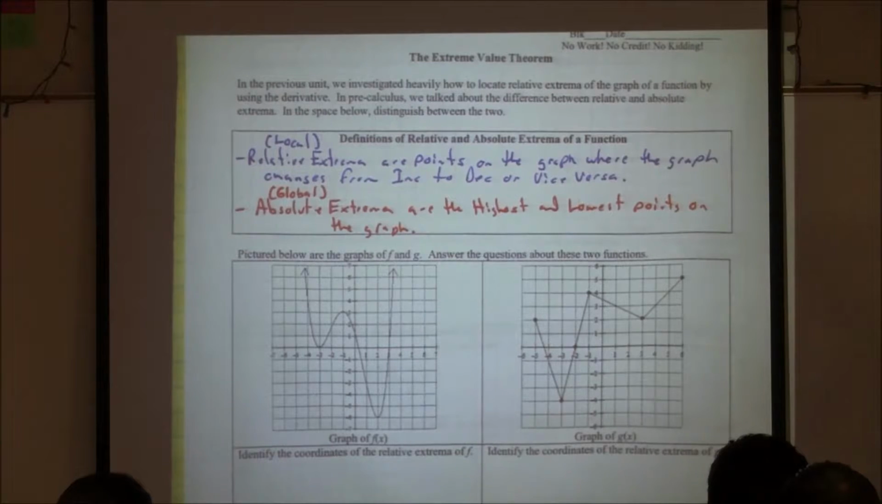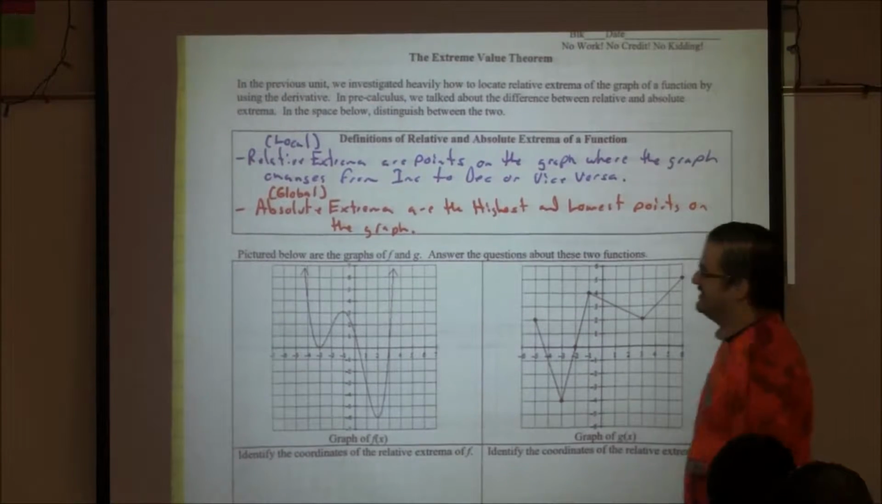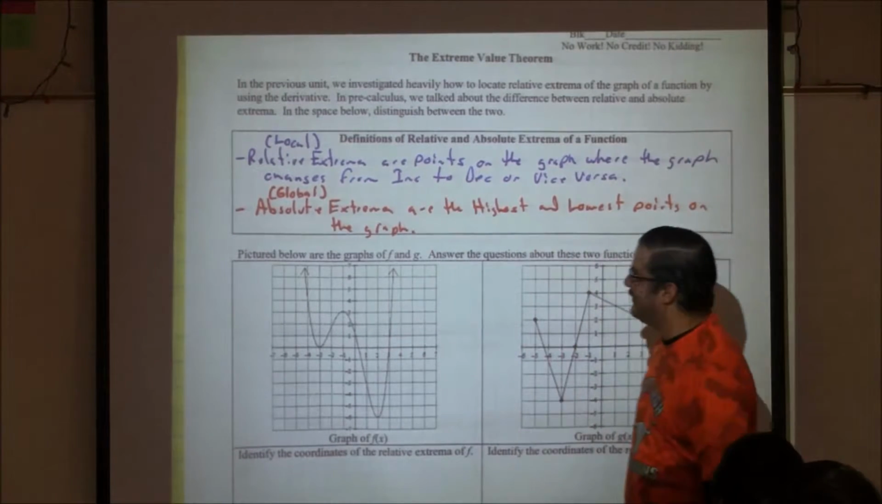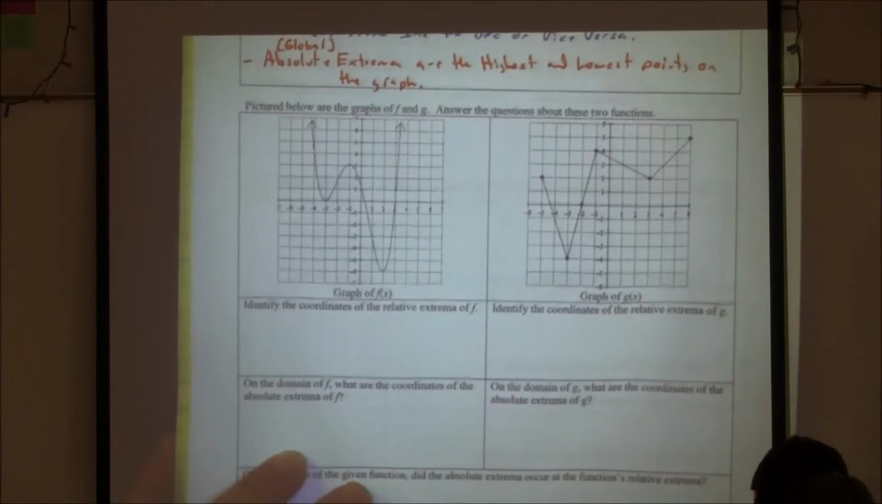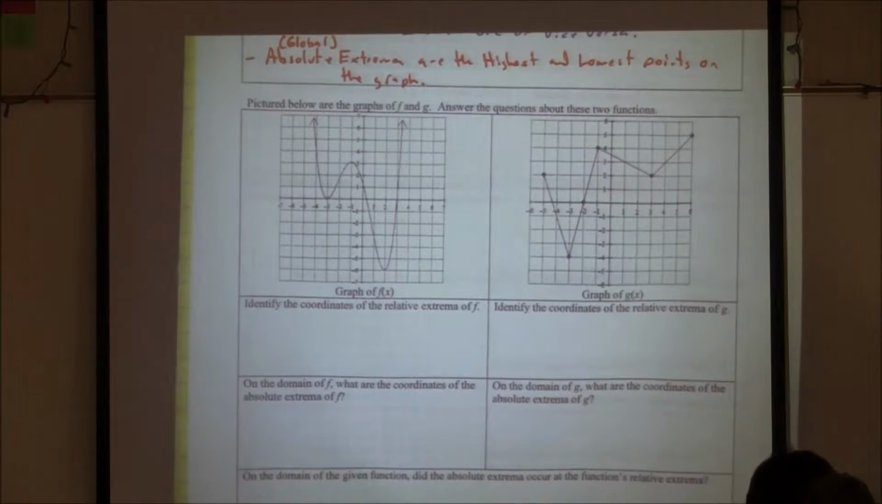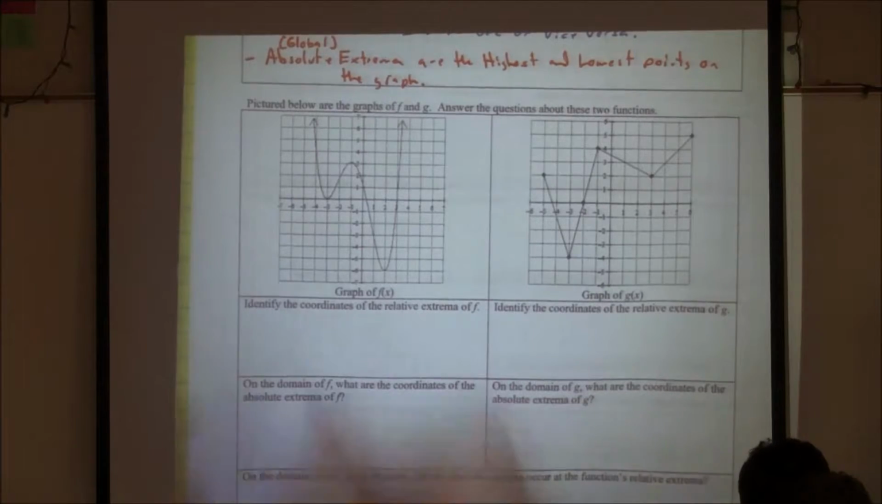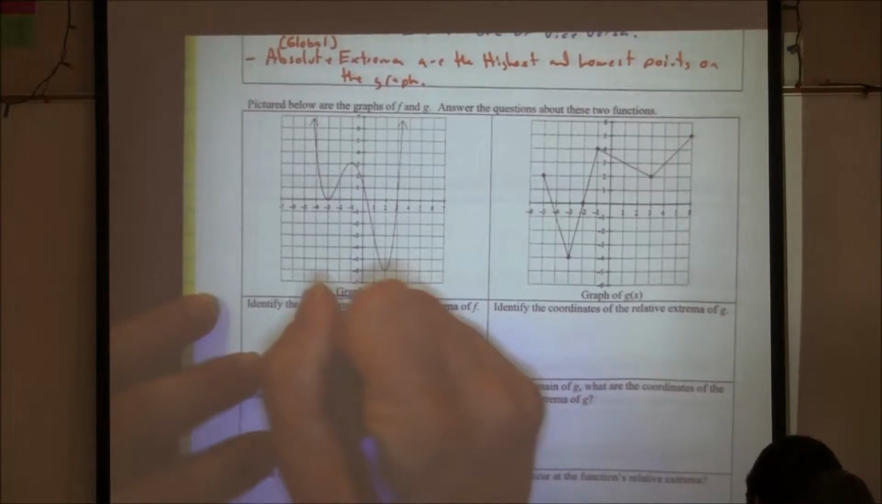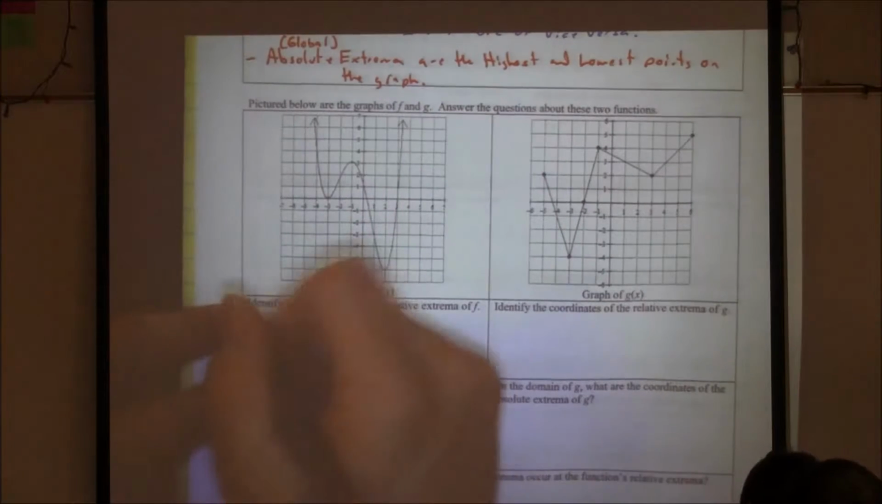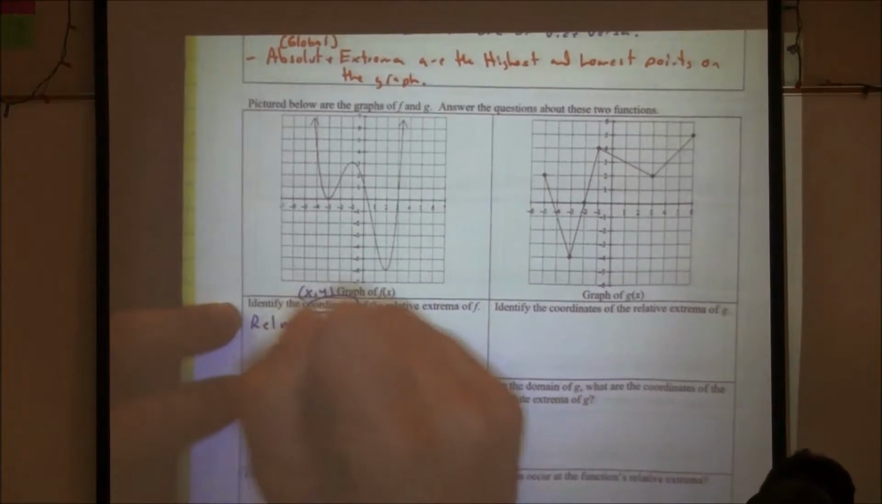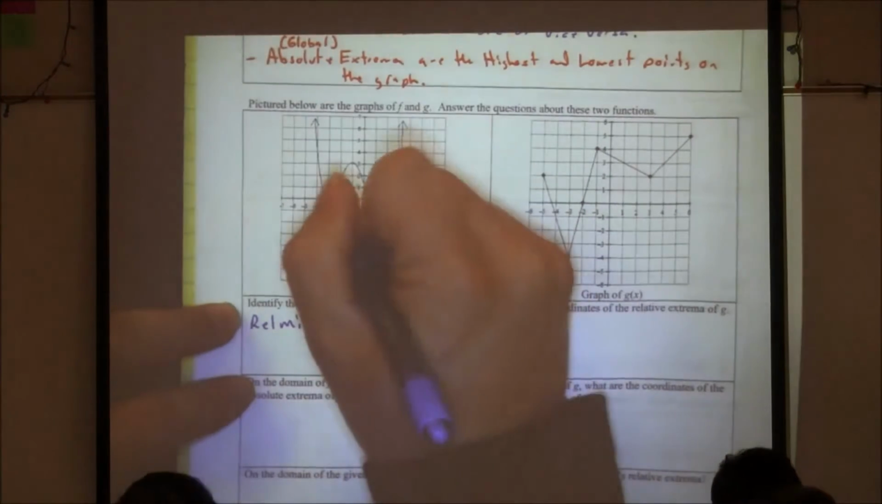All right, so I want to see how far we go. Let's look at this guy right here and let's answer the questions below. It says identify the coordinates of the relative extrema of f. So can you tell me the coordinates? What does it mean when it says the word coordinates? An x and y. Very good. So they want the point (x, y). So tell me where I have relative extrema specifically. Make sure you classify. Where do I have a relative min? Negative 3, 0. Right here, (-3, 0).